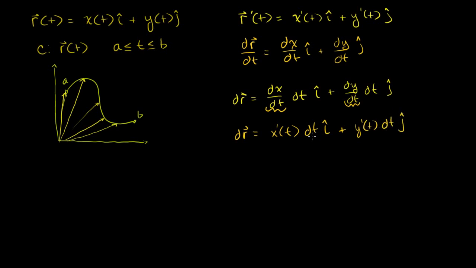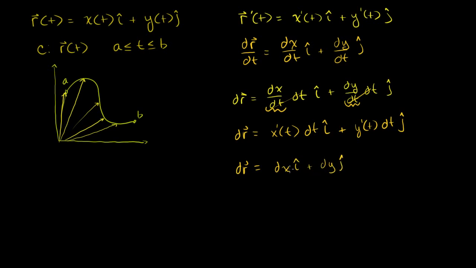And just to complete the trifecta, the other way that we could write this is that dr is equal to, if we just allowed these dt's to cancel out, dx times i plus dy times j.